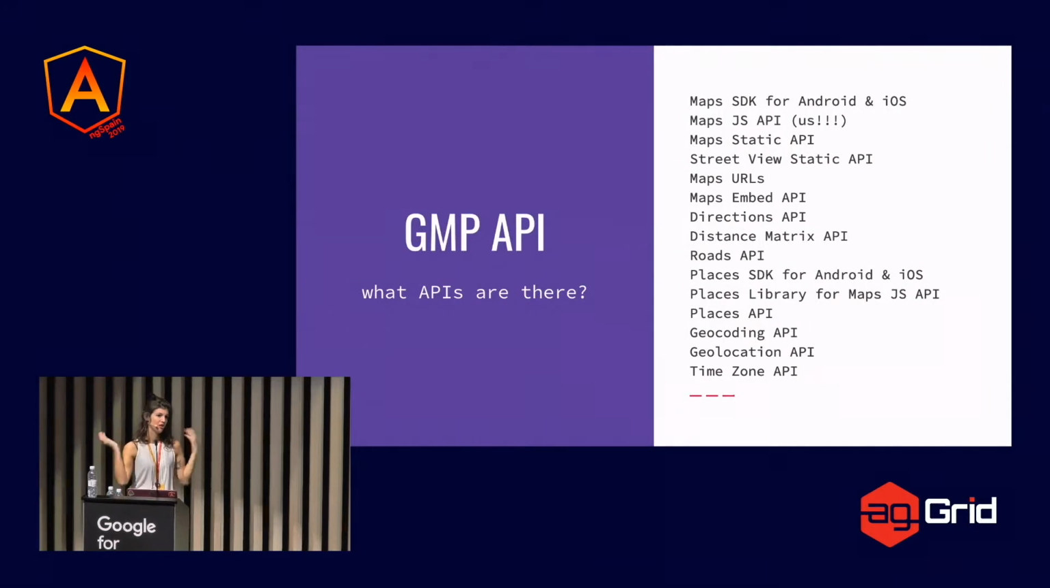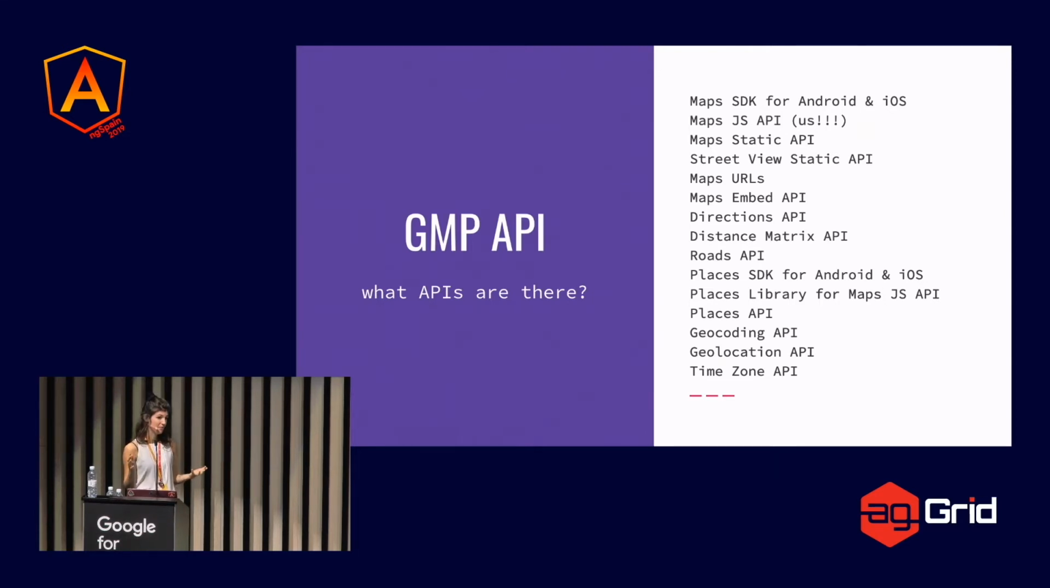So some, or actually all, of the Google Maps Platform APIs are these. You have the Maps SDK for Android and iOS. You have the Maps JavaScript API, which we will see today. You have the Maps Static API, with which you can generate static images of Google Maps to embed on your websites and customize as you want. You have the Street View Static API, which provides you with 360-degree static imagery that you can use. You have the Maps URLs, where you can form URLs that will direct you to a specific place.